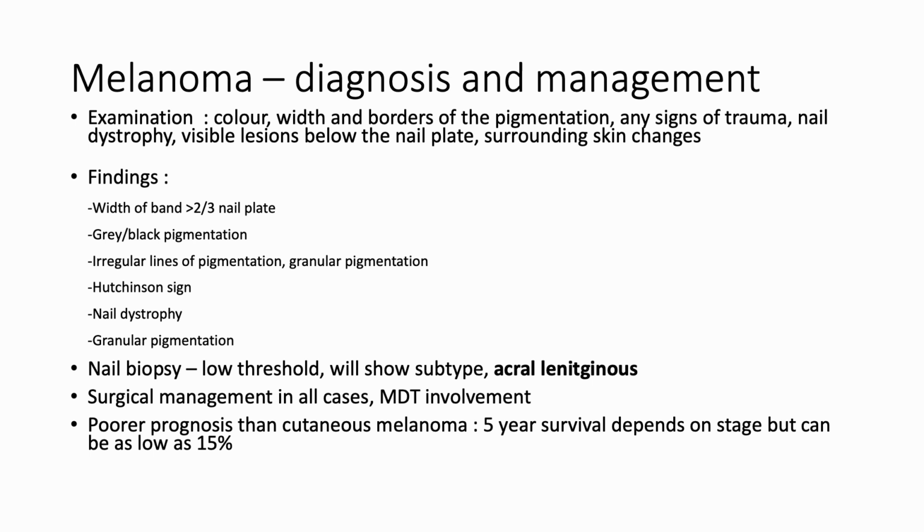The key points about melanoma, diagnosis and management. On examination, the lesion will need to be closely examined with measurement and clinical photography of the colour, width and borders of the lesion. The pattern of melanonychia can differ between races. For example, in Caucasian patients, longitudinal pigmentation is much less common. It's important to examine for any sign of nail dystrophy, nail plate destruction, any sign of previous trauma, are there any visible lesions below the nail plate, and any surrounding skin changes. Unlike a benign lesion, a malignant lesion will change over time, which is a key part of diagnosis.